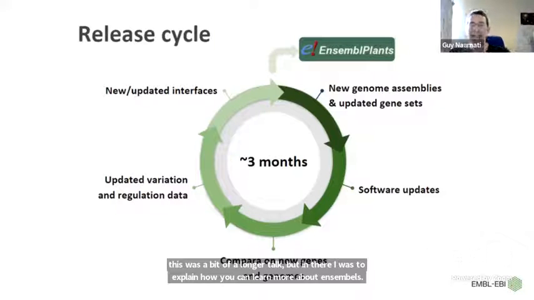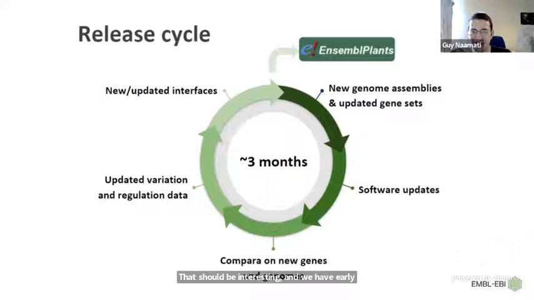And we have a release cycle. We release a new version of Ensembl, or a new release of Ensembl, about every 3 or 4 months, 3 or 4 times a year. And this includes new genome assemblies which we add. If we need to do software updates, we do this comparative analysis run on all the genomes. We update variation and regulation data. We also do updated interfaces. So this means once something gets into Ensembl, it takes a while for it to go out.